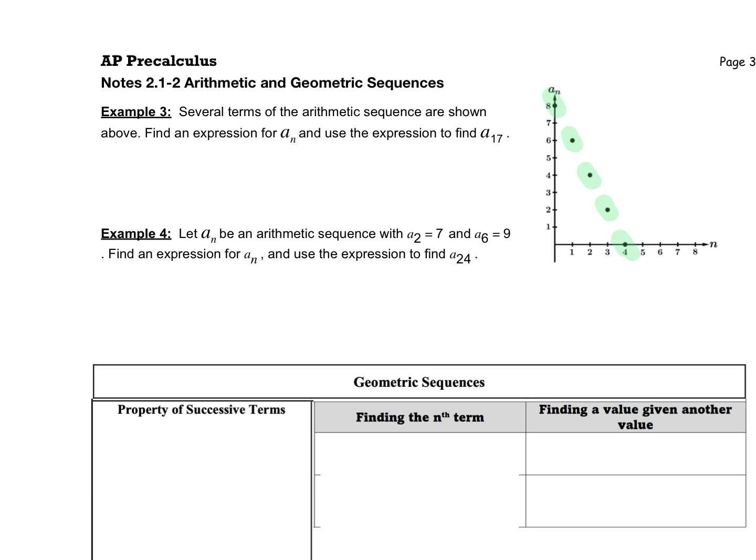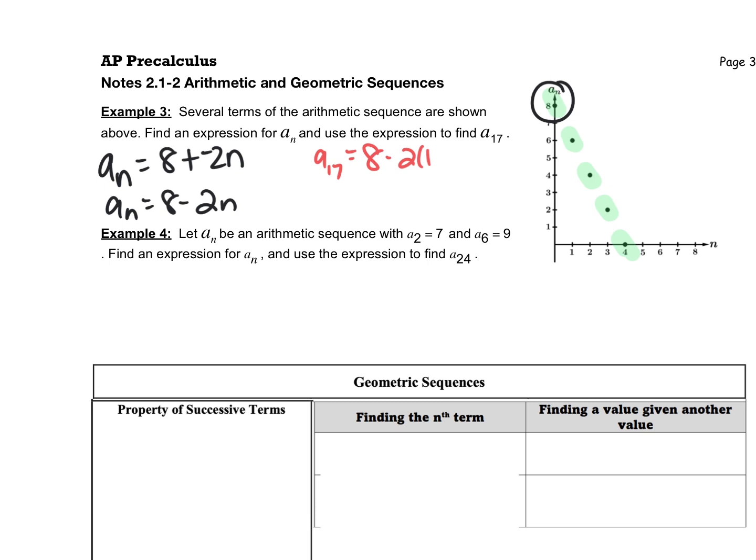Yeah, they did, okay? So my 0 term is 8. So a sub n is going to equal 8 plus, all I really need to know now is the common difference. What's the slope? How much did it change by? -2. So I could write that as a sub n equals 8 minus 2n. And then to find my 17th term, 8 minus 2 times 17, and I end up with -26.